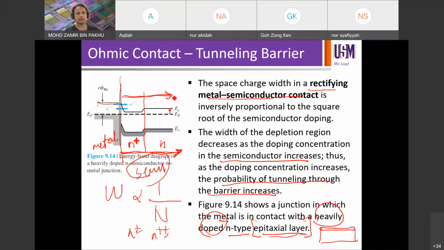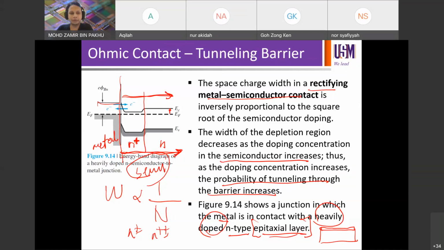So how do you tell it's N plus? Can you tell it's N plus from the band diagram? How do you tell? Any idea? Anyone? Any idea? Any difference between N and N plus in terms of the band diagram? What do you get there in the central region? Ah, the dip, right? The dip or the bending.